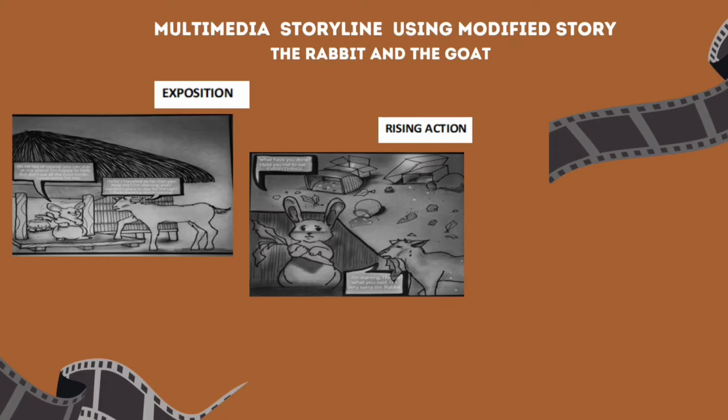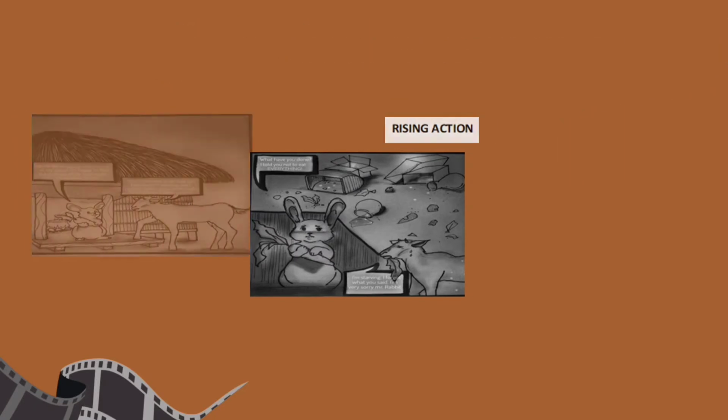The first box should show the exposition or the introduction. The setting and characters are revealed. Do not forget to use a chat box for the conversation. The second box should show the rising action. The problem is revealed in this part.